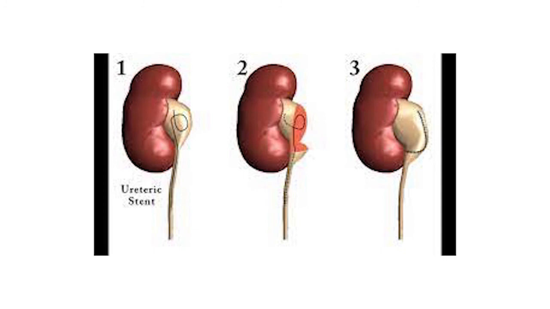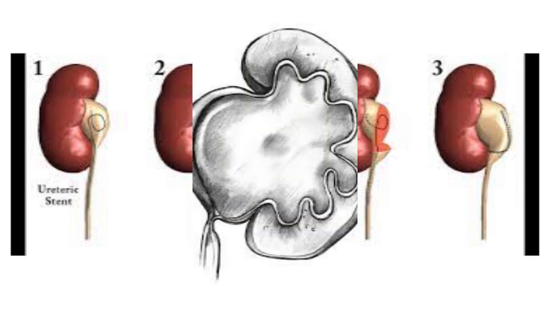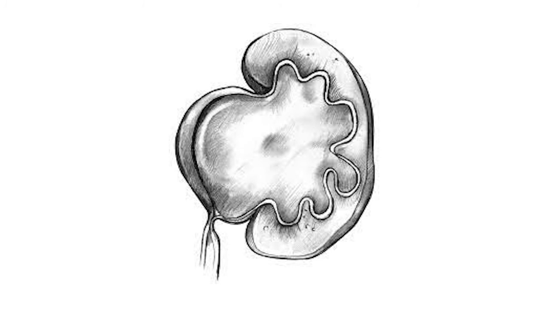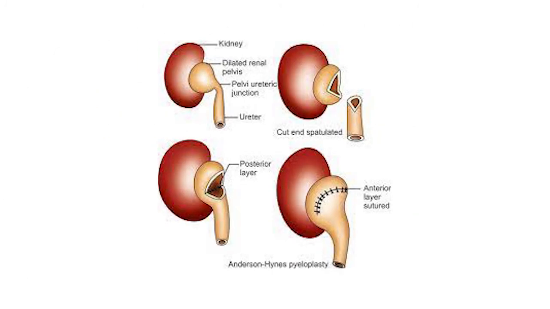Pyeloplasty is there. This is the gross hydronephrosis. The next image is showing that the ureter is blocked. This is another image of the Culp pyeloplasty; it is clearly seen in this image how it is made.